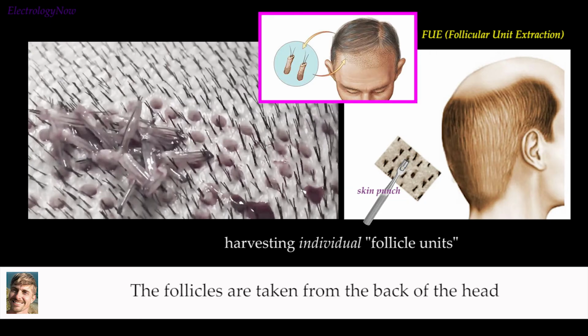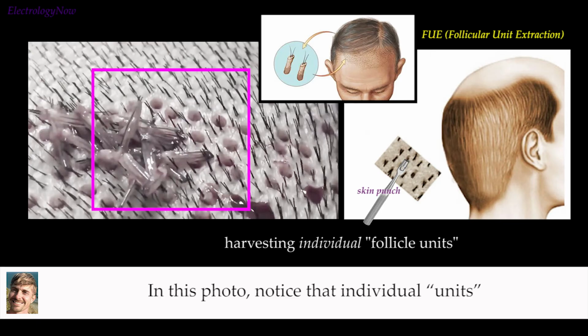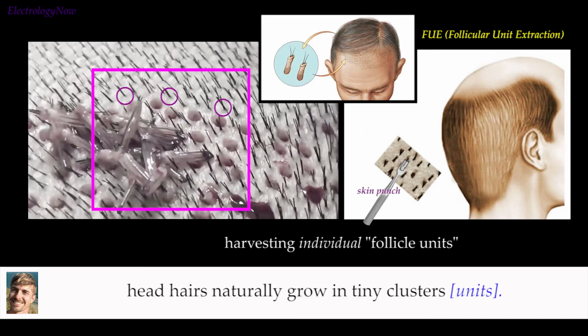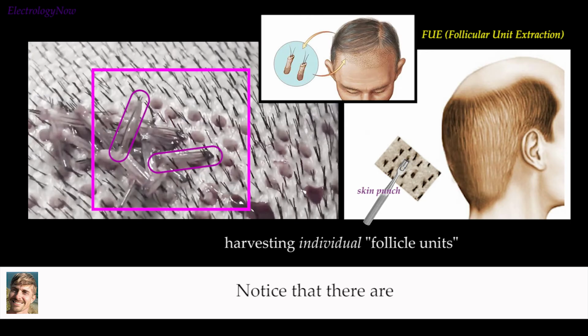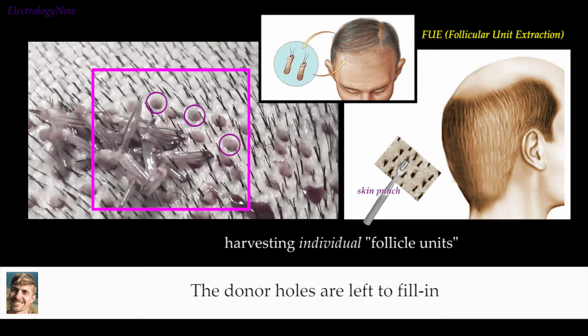The follicles are taken from the back of the head and implanted in the bald areas at the front. In this photo, notice that individual units of hairs are removed. As you can see, head hairs naturally grow in tiny clusters. Notice that there are no blood vessels removed, only follicle units. The surgeon harvests the entire follicle and the follicle stem cells. The donor holes are left to fill in and are nearly invisible.